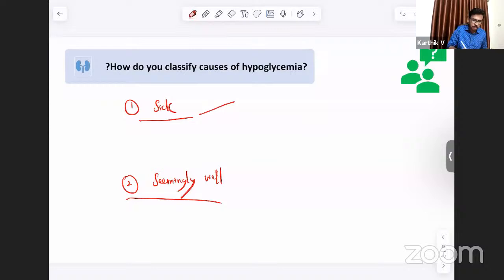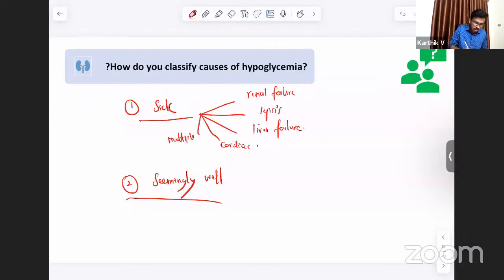And these patients are more likely to have renal failure, sepsis, liver failure, cardiac issues, etc. And the patients will be on multiple drugs. So when a sick patient is developing hypoglycemia, you have to think of an entirely different spectrum of diseases, like target organ failures, acute infection, decompensated adrenal crisis, use of multiple drugs. All these should be taken into account.